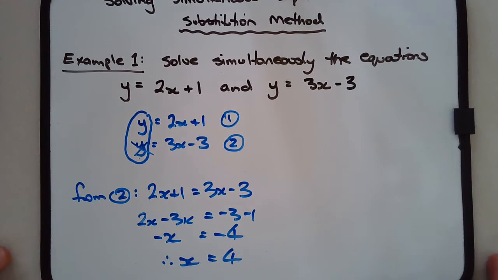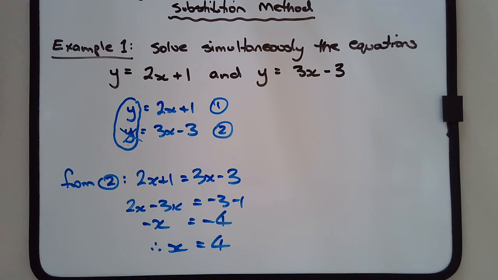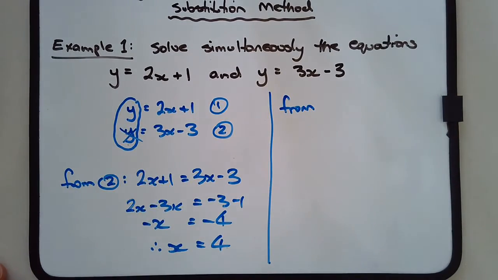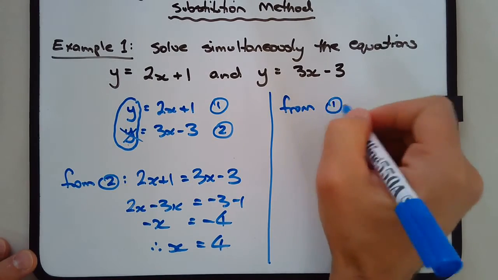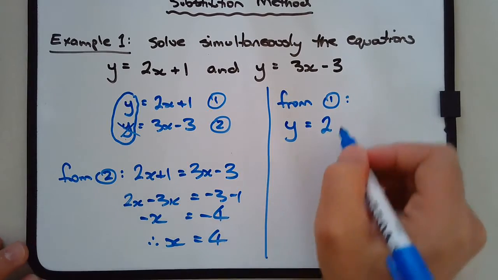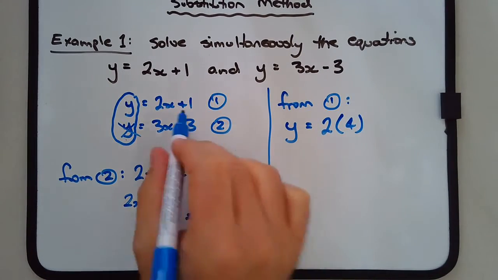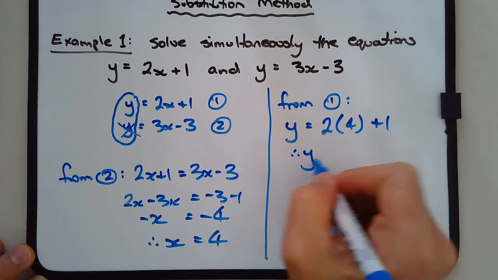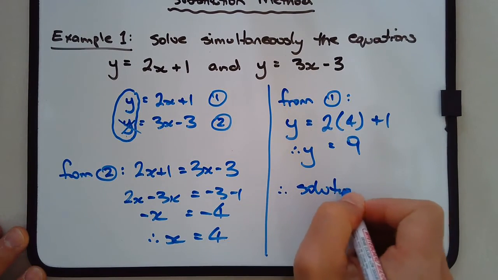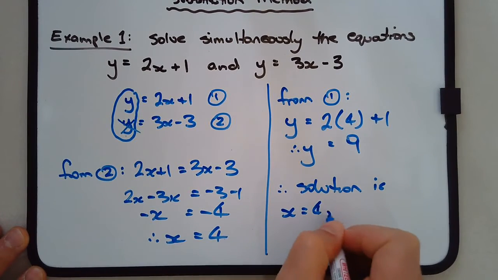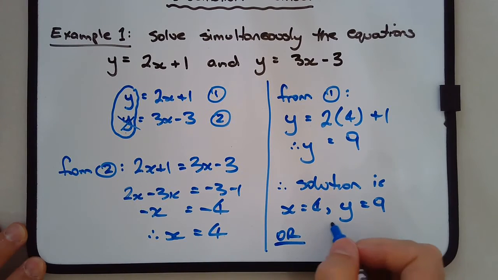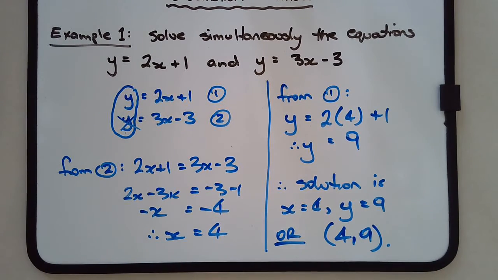Now we need to solve for y, of course, and we've found half the solution. So we could use either equation to find the y value. Given that we've now found x equals 4, why don't we just use equation 1 because we can. So y is equal to 2 multiplied by 4 plus 1, and therefore y is equal to 9. So therefore the solution is x equals 4, y equals 9, or you could write it as a coordinate, in fact, 4, 9.